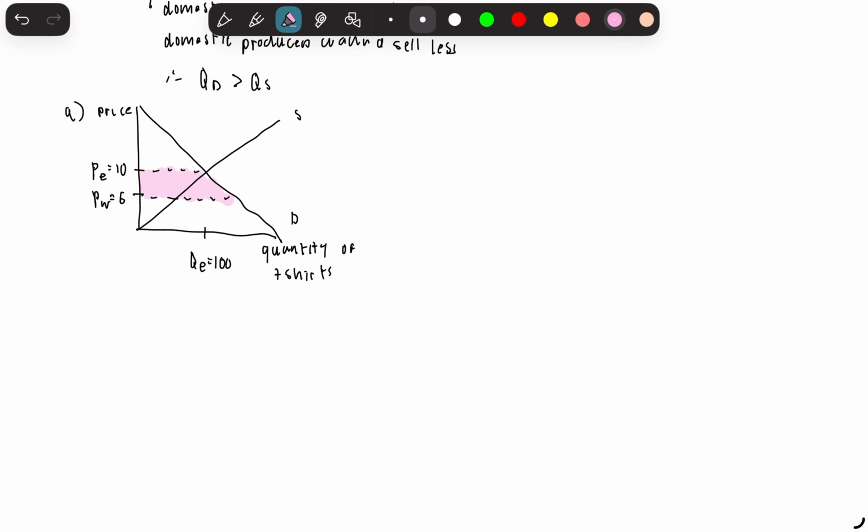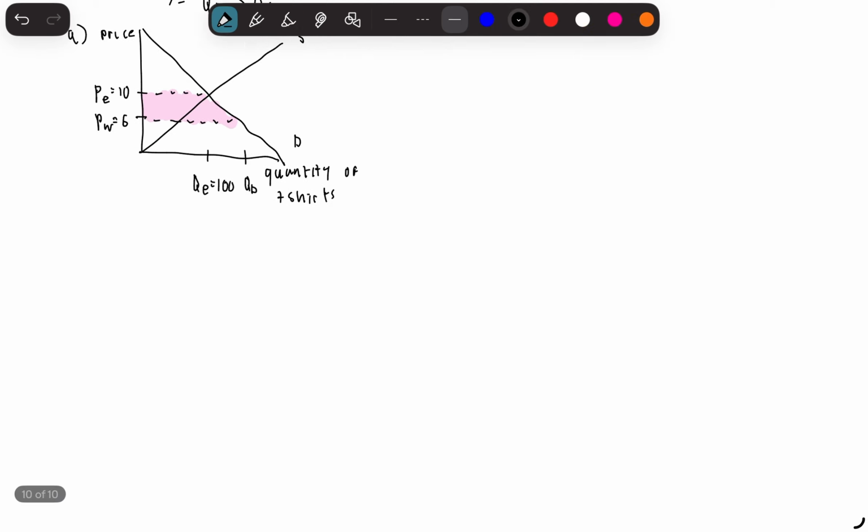That's your horizontal line at 6. You find where it hits the demand curve. You drop down to that quantity axis. And that's going to be QD. It must be to the right of 100 because the price fell. And because the price falls, the quantity demanded rises because it's cheaper for consumers to purchase.